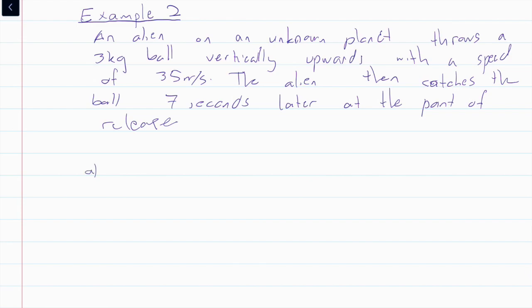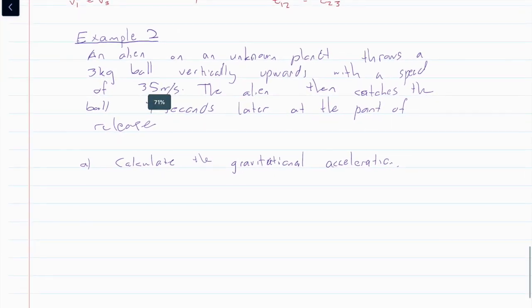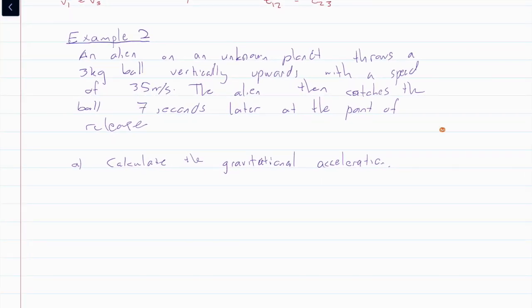The first question, A, let's say: calculate the gravitational acceleration. This isn't on Earth, so we can't just say acceleration is equal to g. Let's first identify some things and maybe even draw a little diagram. So the alien starts, we have some weird alien, he throws a ball upwards, and then he catches it back at the bottom.